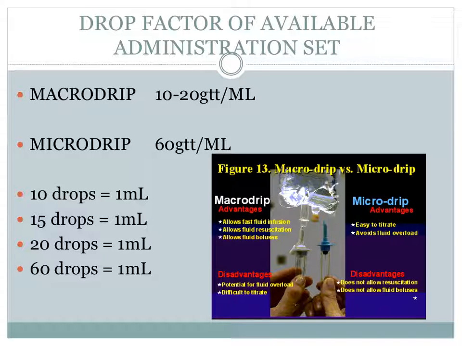The drop factor is provided by the administration set and is generally located on the side, front, or back of the administration package. Macro drip sets are used whenever a large amount of fluid is ordered to be infused over a short period of time, or the micro drip per minute requires too many drops, making it too difficult to count.